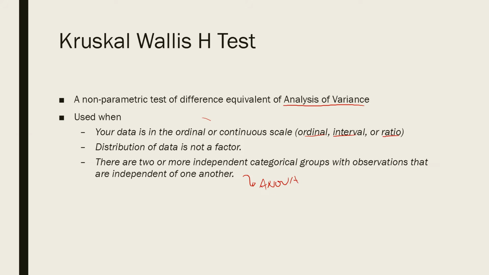So just to elaborate on that further, you have to have two or more independent groups that are independent of each other, meaning that they do not affect each other, and you have to have observations that do not affect the other observations for each group.